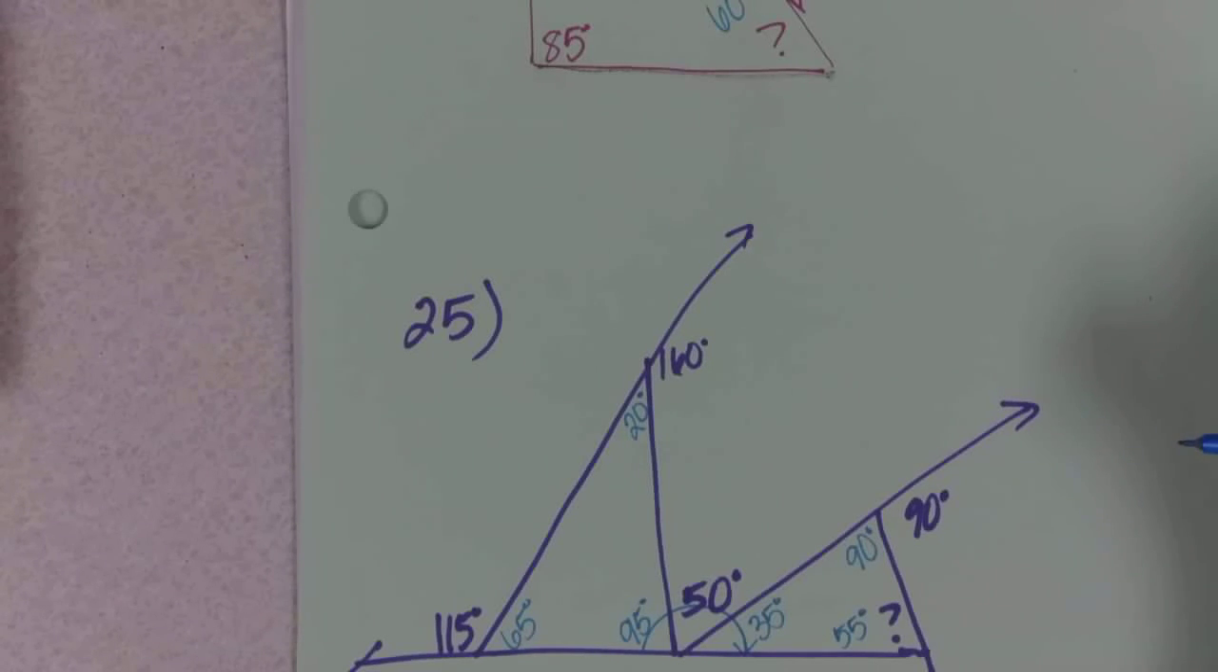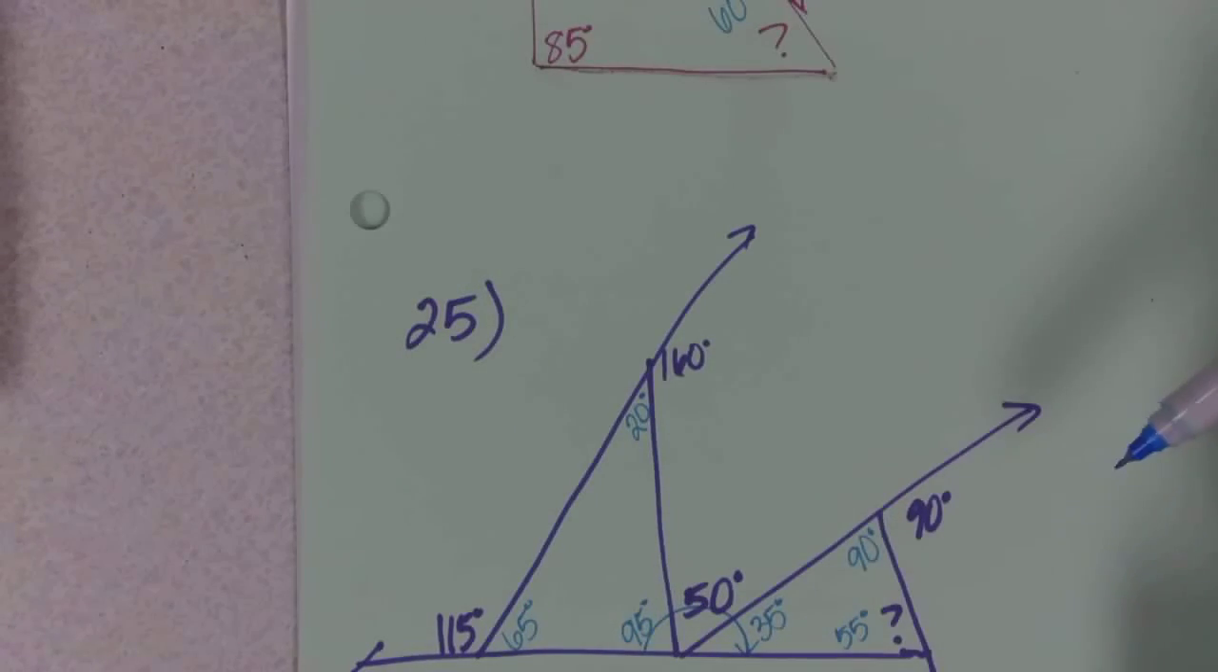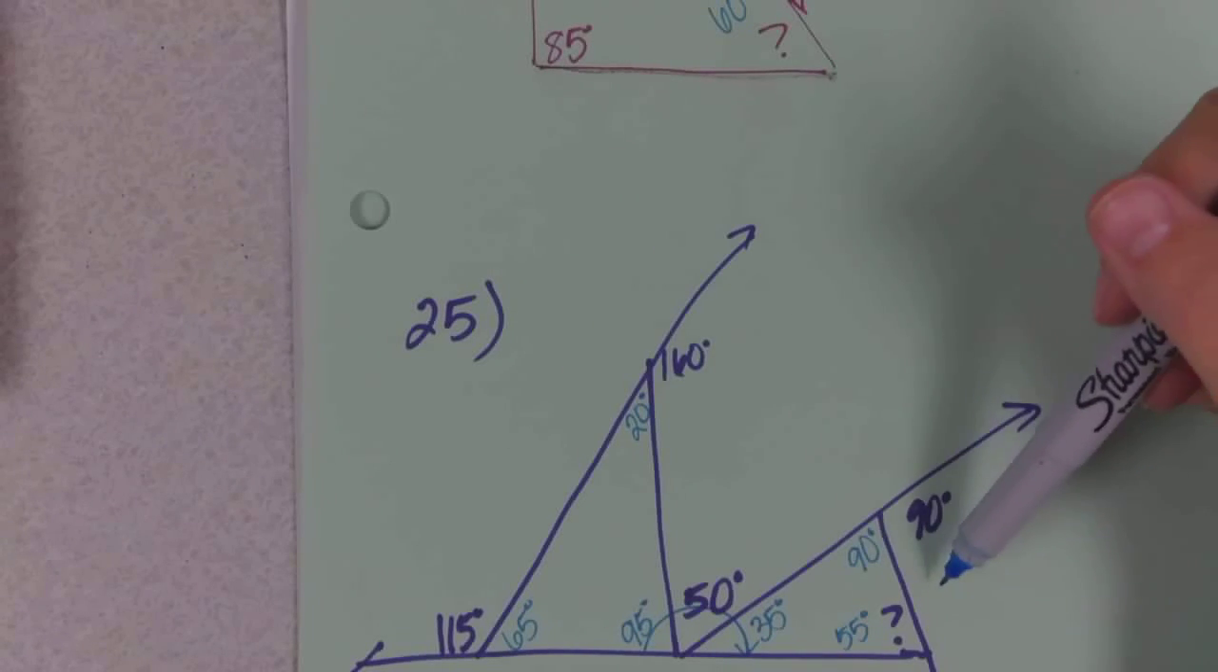So when you're doing these problems, just be on the lookout for those things I mentioned, the linear pairs, the vertical angles, the right angles, and remember that 180 degrees are in a triangle, and you should be good to go.